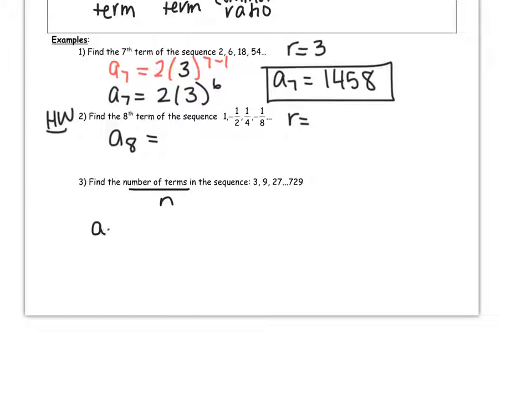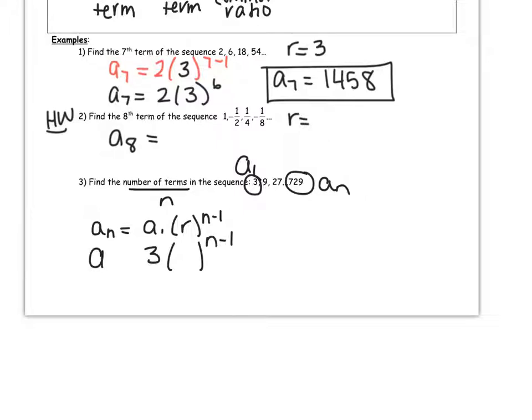So remember, we're starting with the formula. A sub n is also referred to as the last term. A sub 1 is the first term. So 3 times some ratio, and we're going to leave the n minus 1. And the a sub n is 729. So how do I get from 3 to 9 to 27? You should be telling me multiply by 3. So that tells me 3 is my common ratio.